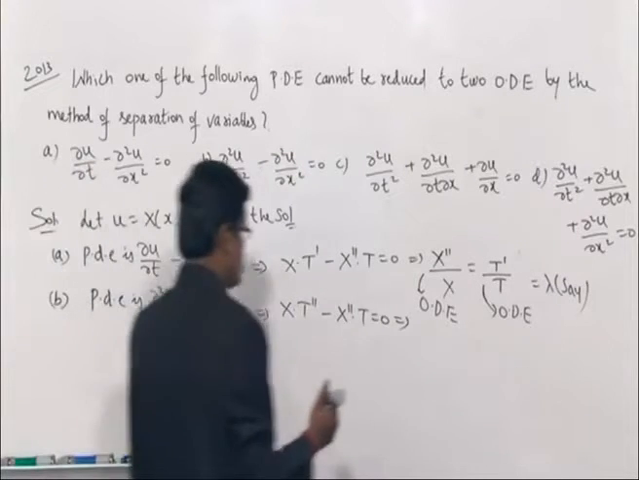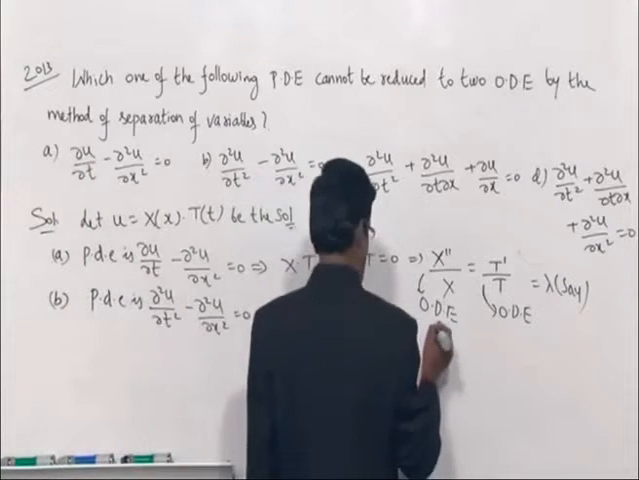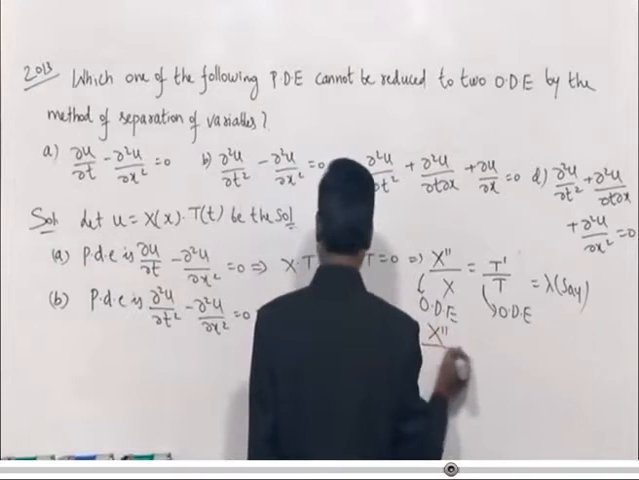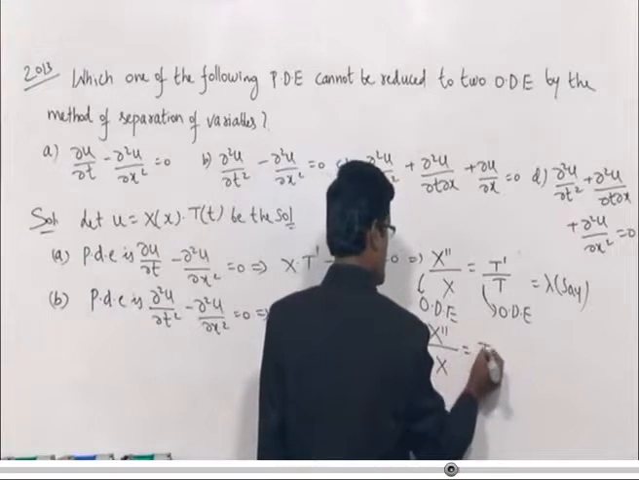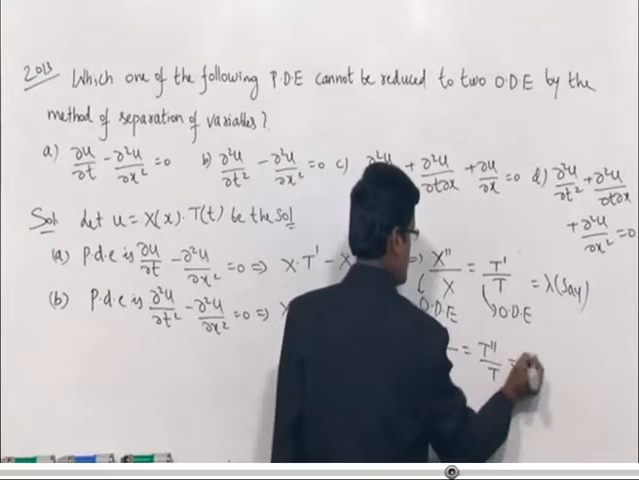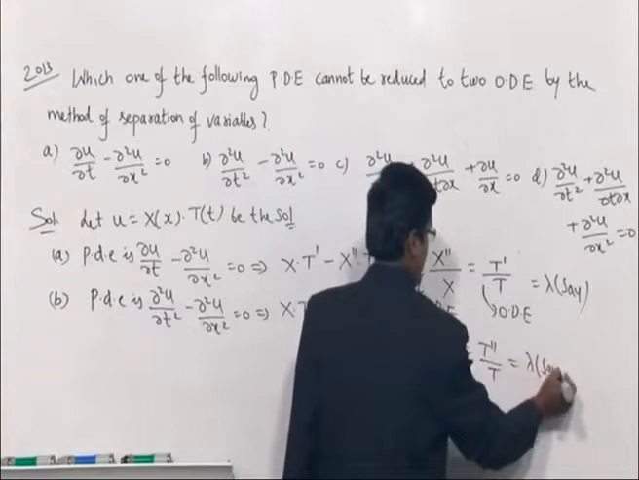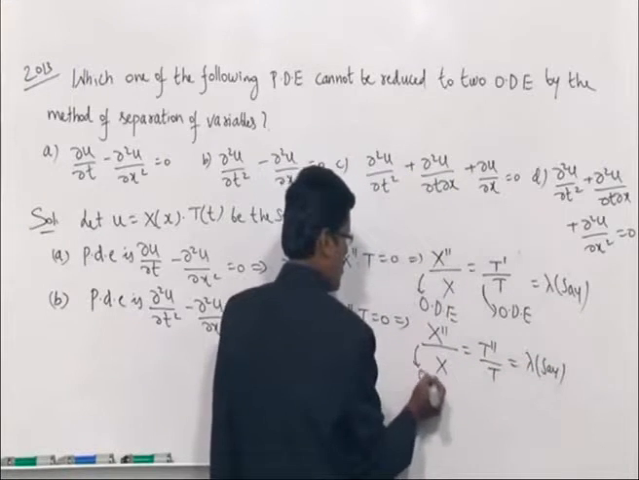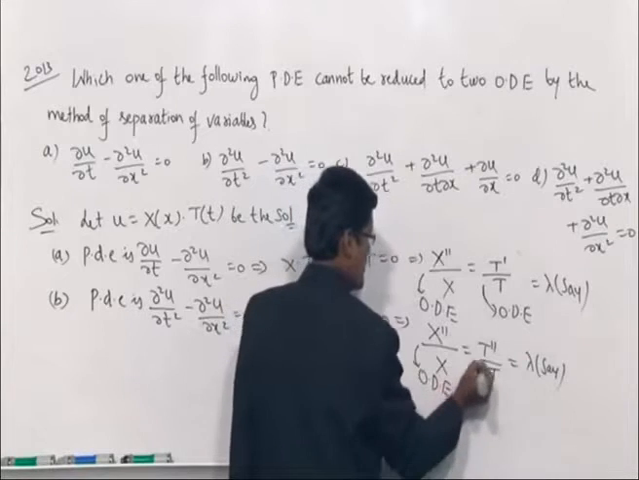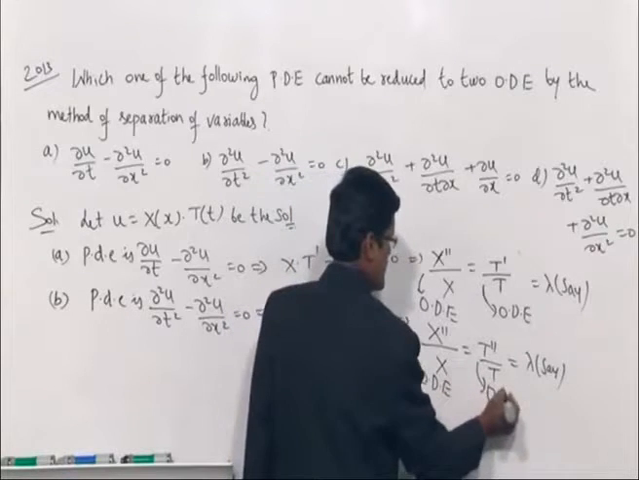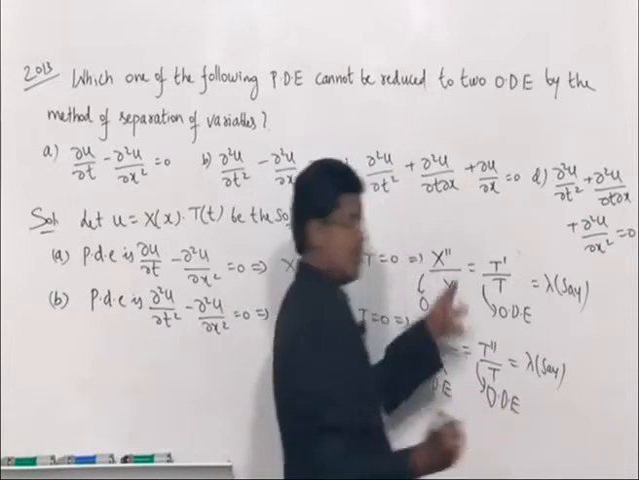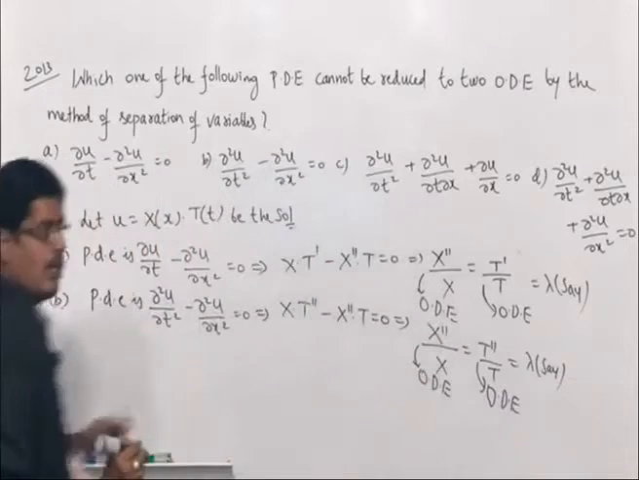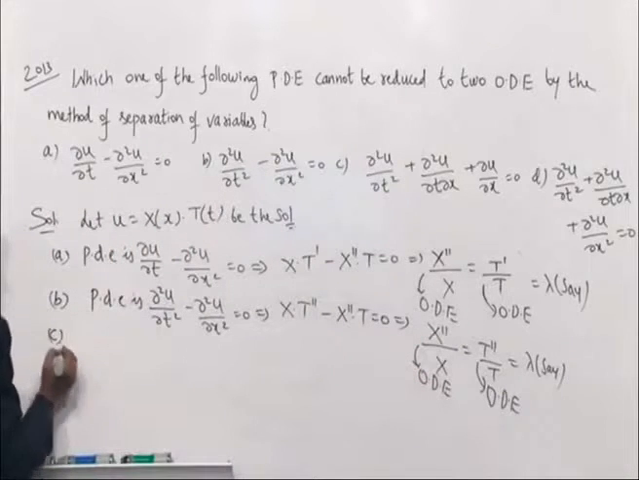So this simplifies to x double dash divided by x is equal to t double dash by t is equal to lambda, say. So this is also first ODE and this is second ODE. Two ODEs, two ODEs. Okay, no problem. Option B is also correct.